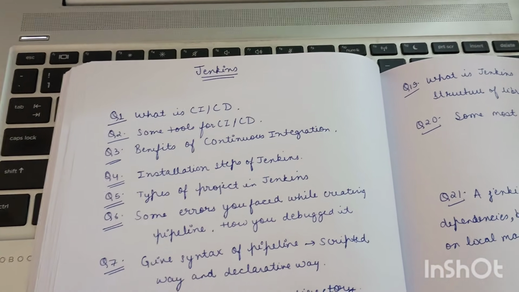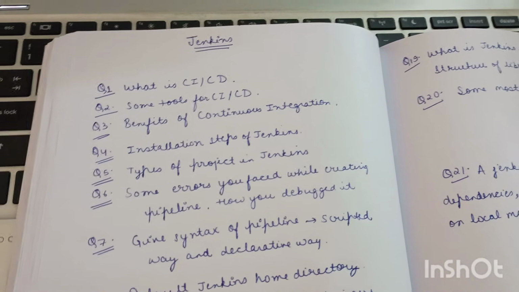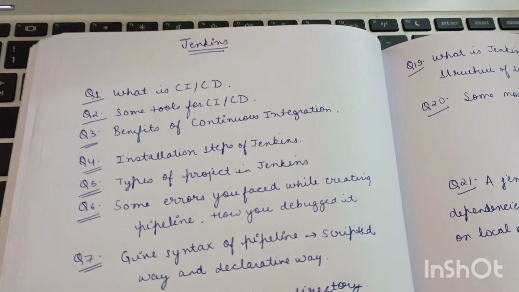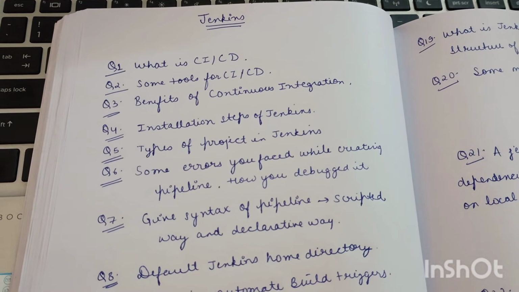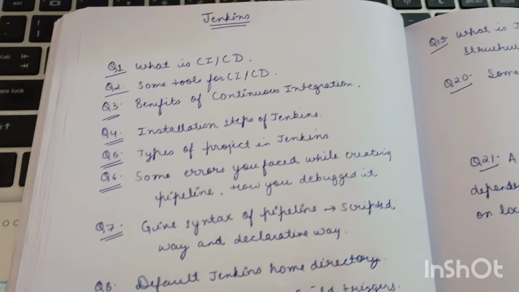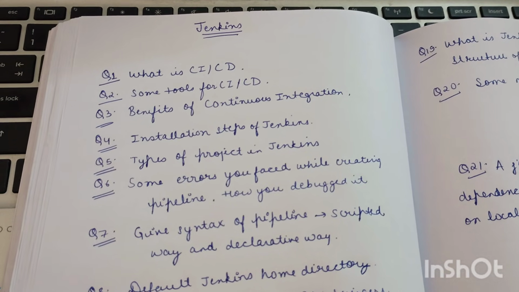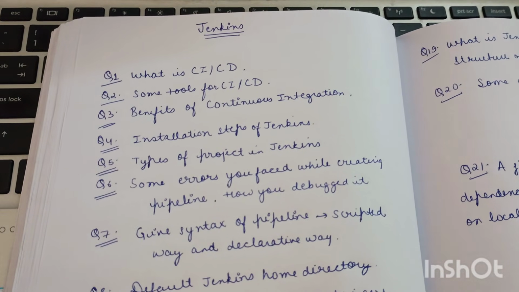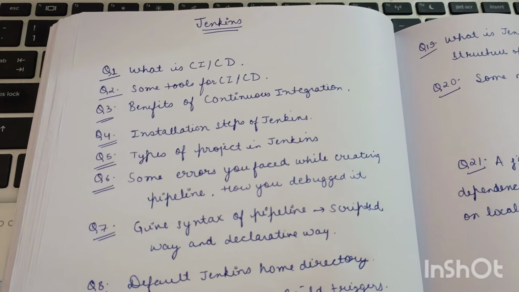Installation steps of Jenkins. First of all, you have to mention that Java should be there, and then we can download the file for Jenkins and install it. Types of projects in Jenkins: freestyle project and pipeline projects like script, Maven and Node.js.